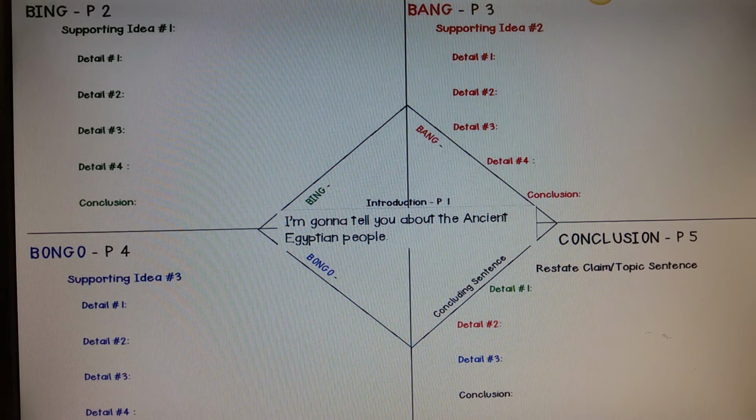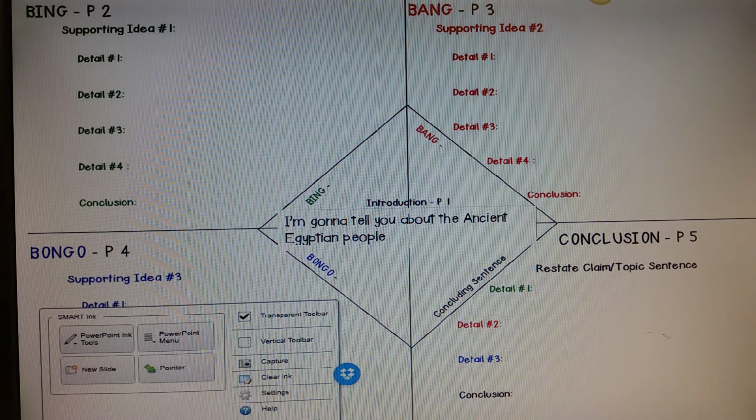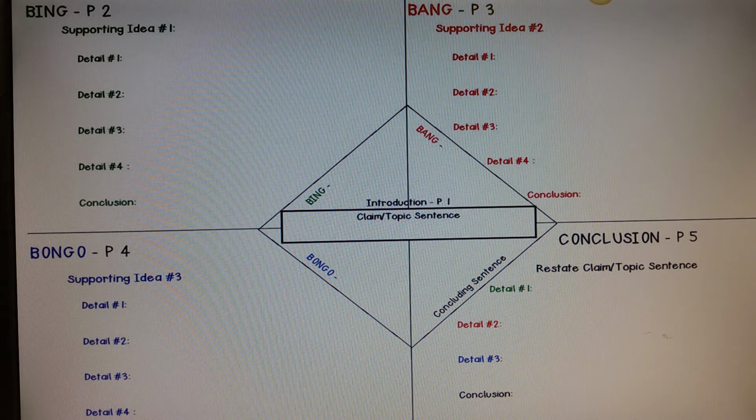So we're going to throw this out because we're not interested in you telling us about something. Whoops. There we go, throwing it out. So you might say, well, I'm just going to identify what the topic is. So you might write something like this. This essay is about ancient Egypt.